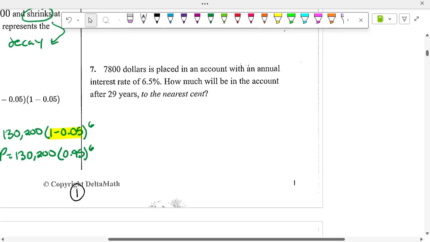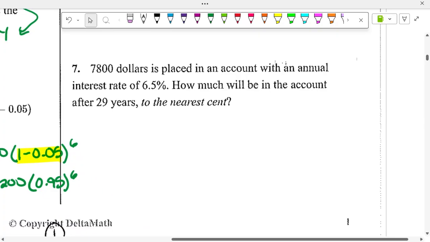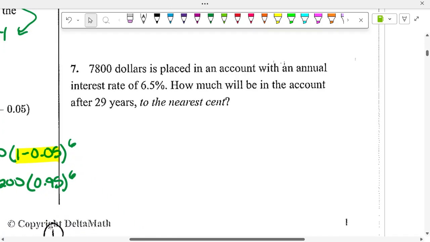All right, now back to growth and decay. Let's do some very basic calculations. So now we're actually going to be doing some evaluating. So we're going to put it in the formula, then just throw it in our calculator.